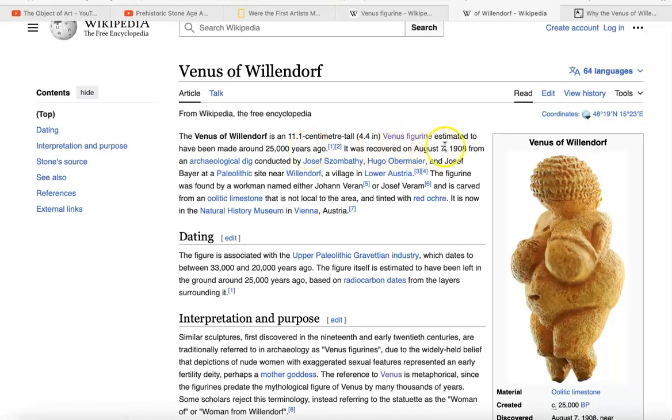It was discovered on August 7, 1908, during the archaeological dig conducted by Josef Szombathy, Hugo Obermaier, and Josef Bayer at a Paleolithic site near Willendorf, a village in Lower Austria. The figurine was found by a workman named either Johann Veran or Josef Veram, and is carved from an oolitic limestone that is not local to the area and tinted with red ochre. It is now in the Natural History Museum in Vienna, Austria.